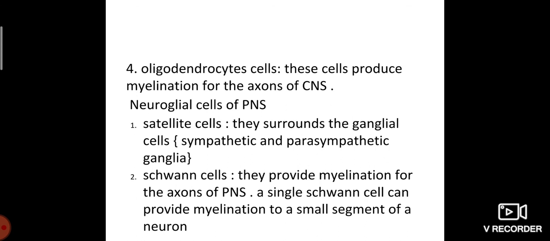But oligodendrocytes are the cells which provide myelination in the central nervous system. So how do oligodendrocytes provide myelination in the central nervous system? In the central nervous system, a single oligodendrocyte can provide myelination to more than one axon. So the number of oligodendrocytes is comparatively less when compared to Schwann cells, because the number of Schwann cells needed for providing myelination in a peripheral axon is more. That is the difference. But both are done by these neuroglial cells.